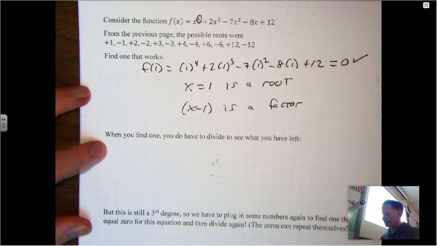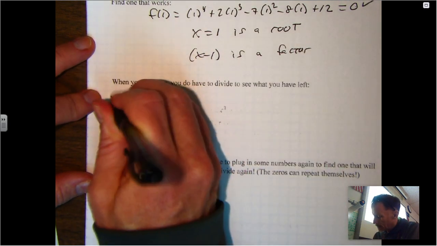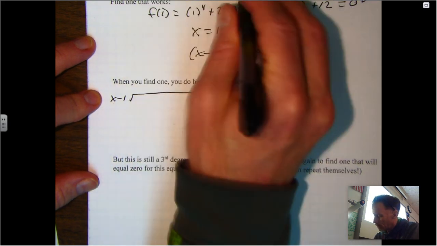Okay. Now we have to divide, right? So again, we're going to take x minus 1, divide it into our original.